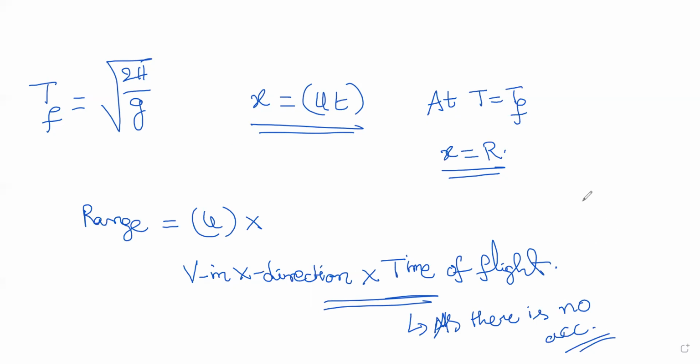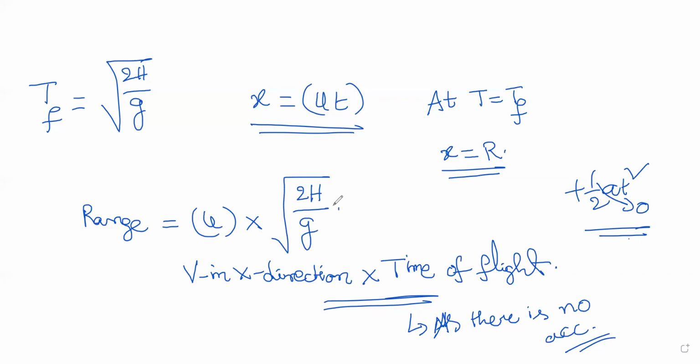Because the half a t square term gets cancelled out and goes to 0. In the y direction only you have the acceleration due to gravity; in the x direction you don't have acceleration. So u times tf, and tf happens to be square root of 2h by g. So let's substitute that. This is how you calculate the range of the projectile in the horizontal direction.